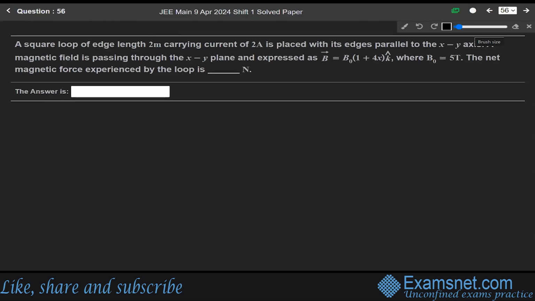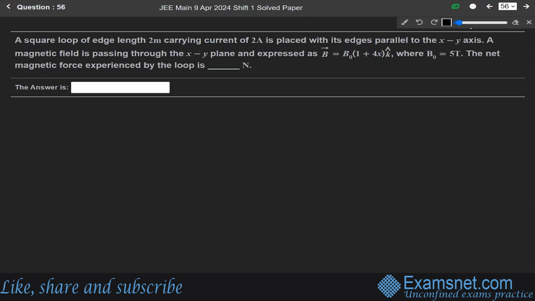Now the next question is 56. A square loop of side length 2 meter carrying current of 2 ampere is placed with its edges parallel to the XY axis. A magnetic field is passing through the xy plane and expressed as B equals B naught (1 plus 4x) k cap, where B naught equals 5 Tesla. The net magnetic force experienced by the loop is? This question is from the chapter of magnetic effects of current and magnetism.